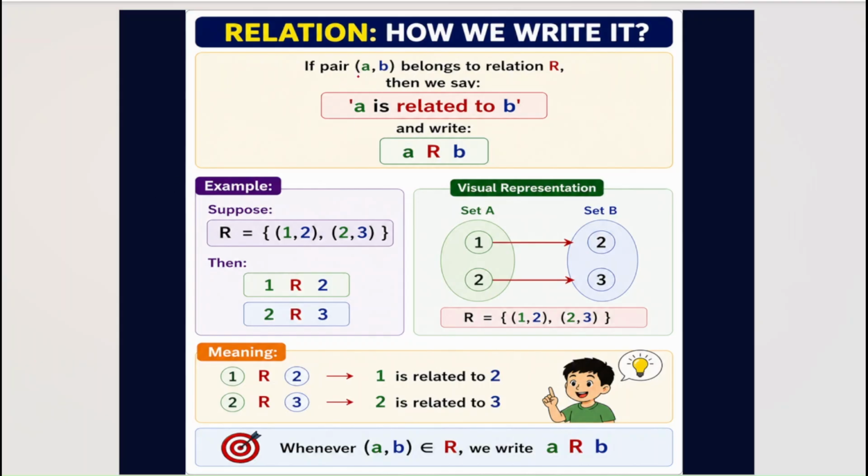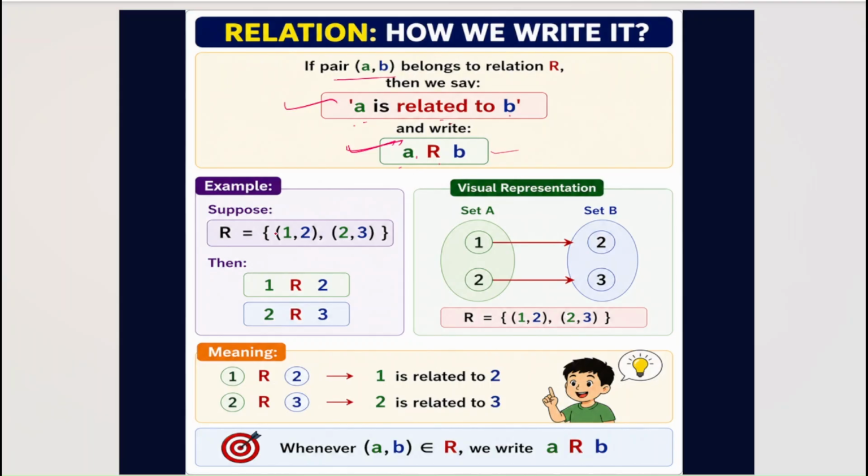If pair A comma B, that is the selected pair, belongs to any relation R, then we can say A is related to B, or A R B. This is a very important part. And these are terms. If a pair A B belongs to some relation R, then we say A is related to B, or this is the sign or representation A R B.